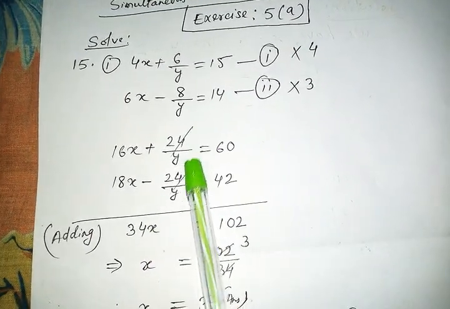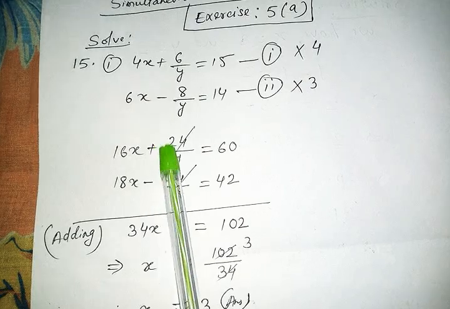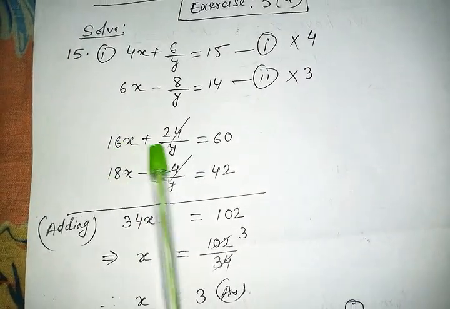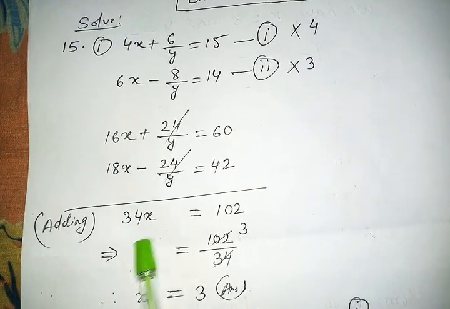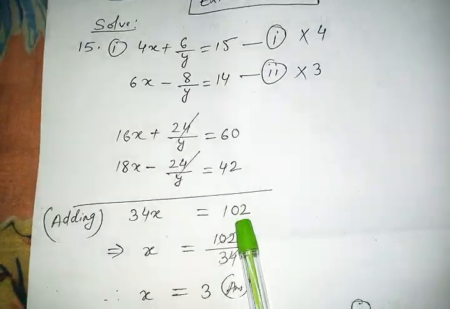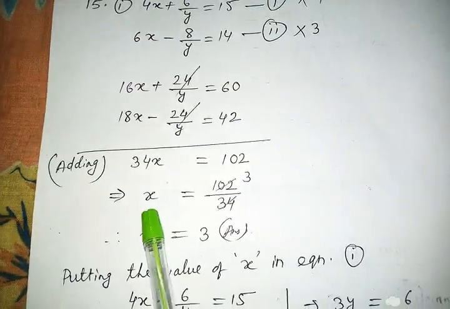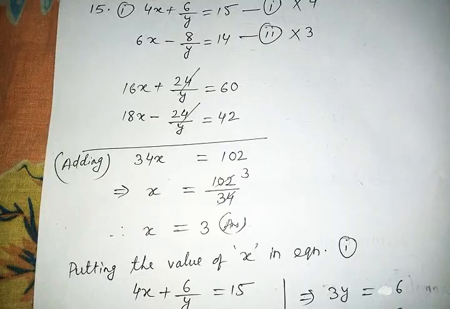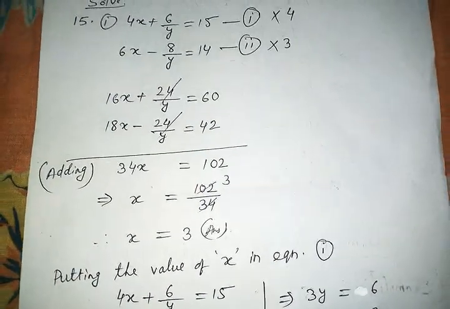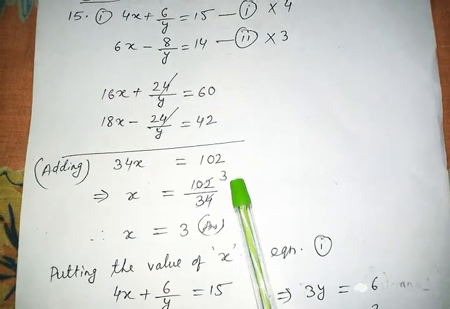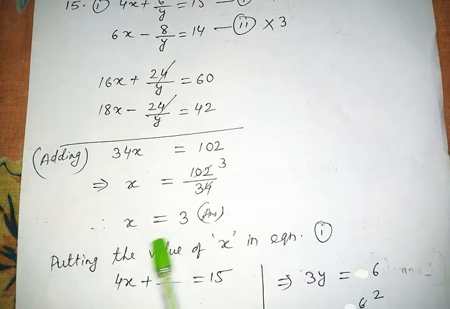Now here 24 by y, plus and minus, gets cancelled. 16x plus 18x is 34x. 60 plus 42 is 102. So, making x alone, 34 comes and divides 102. 102 by 34 is 3. So x equals 3.